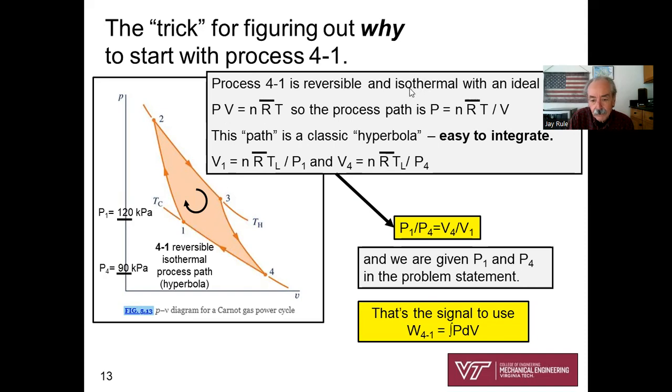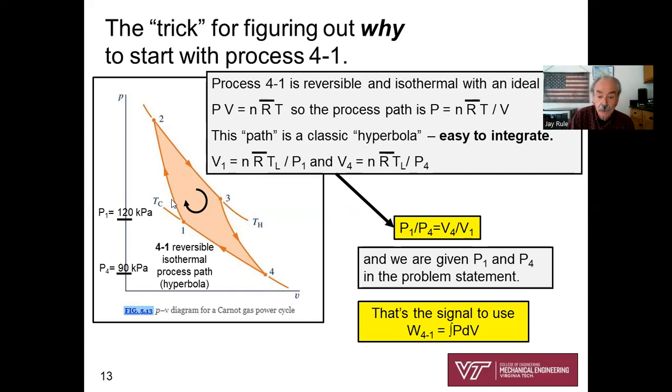Look at that, isothermal, constant temperature. And so T for process 4 to 1 is TL, okay? So P is N R bar TL divided by V, okay? Wow, when I study, what is that math? The path is a classic hyperbola. N, constant, R bar, constant. T for this process, constant. V, variable. Easy to integrate.